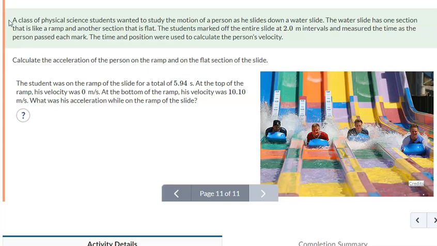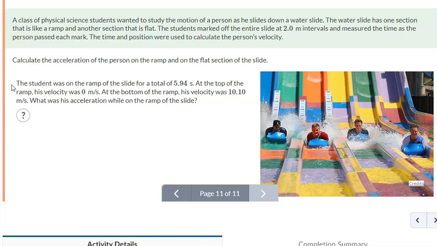The water slide has one section that is like a ramp and another section that is flat. The students marked off the entire slide at 2-meter intervals and measured the time as the person passed each mark. The time and position were used to calculate the person's velocity or speed. Calculate the acceleration of the person on the ramp and on the flat section of the slide.